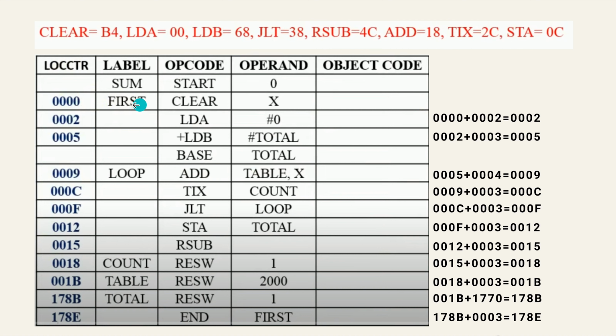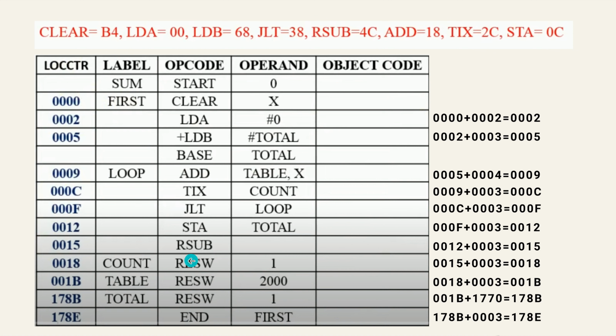We'll start with the first statement. The first statement says SUM START 0. This says that SUM is the name of the program and it is going to start at location 0. What does this mean? The location counter starts from 0000. Since the location counter table entries are represented in hexadecimal format, we are going to write 0000.